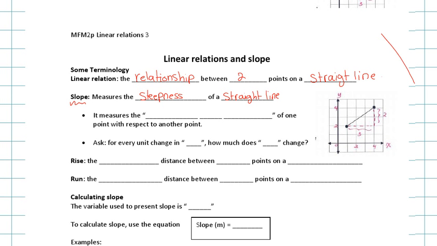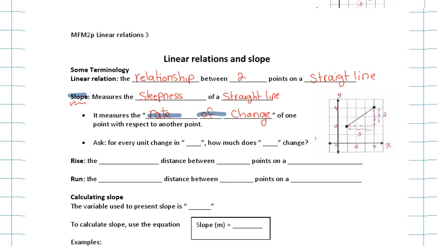Now, what does the slope measure? It measures what we call the rate of change. So the word slope and rate of change mean the same thing. It measures the rate of change of one point with respect to the other point. Remember that slope and rate of change mean exactly the same thing.